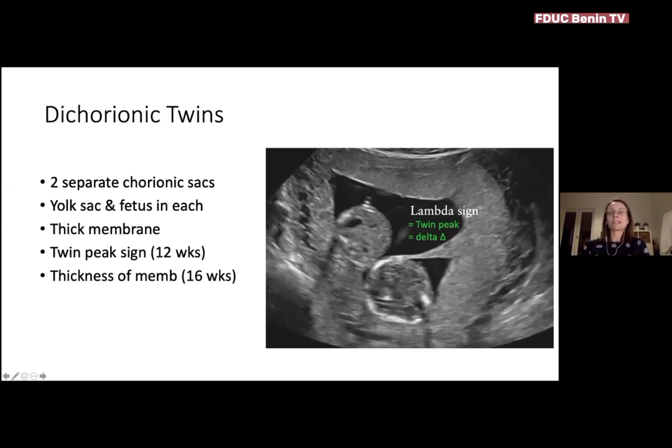And it's easiest to see in the first trimester because as the twins get bigger, they quite often are situated right over that area, and it can be very difficult to see the membrane insertion. And from 16 weeks onwards, really the only sign that we have is the thickness of the membrane, and that can be quite difficult to use to determine chorionicity.